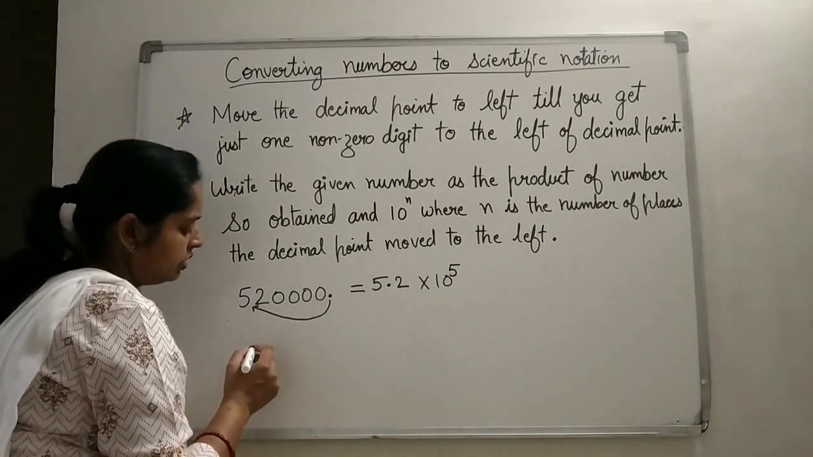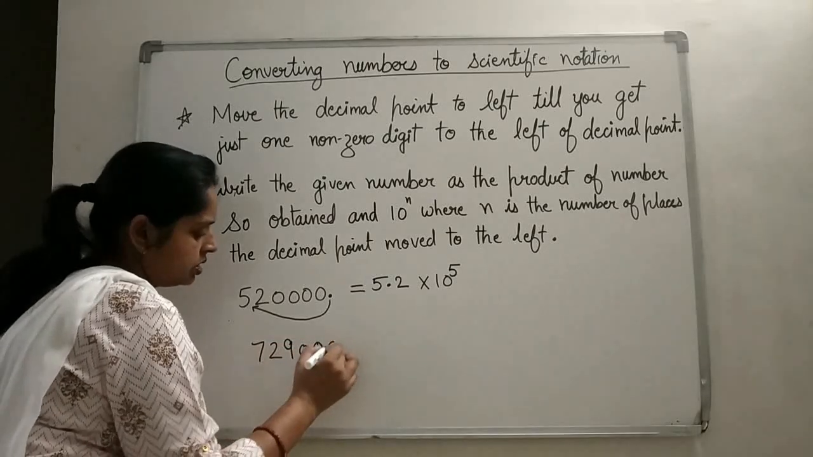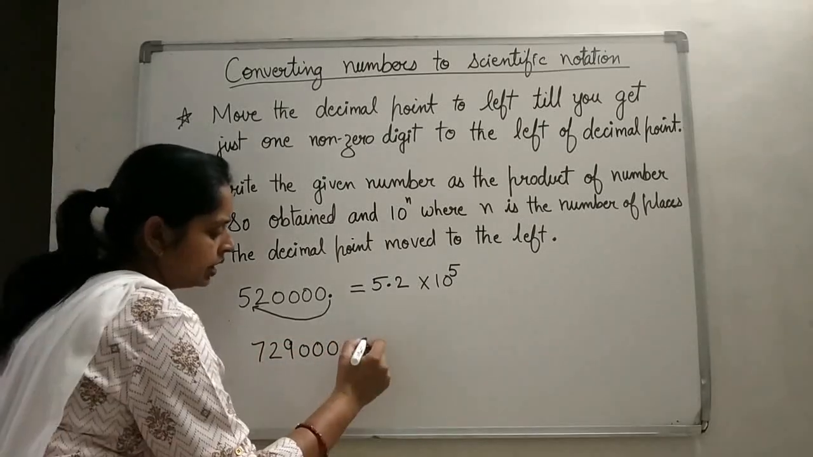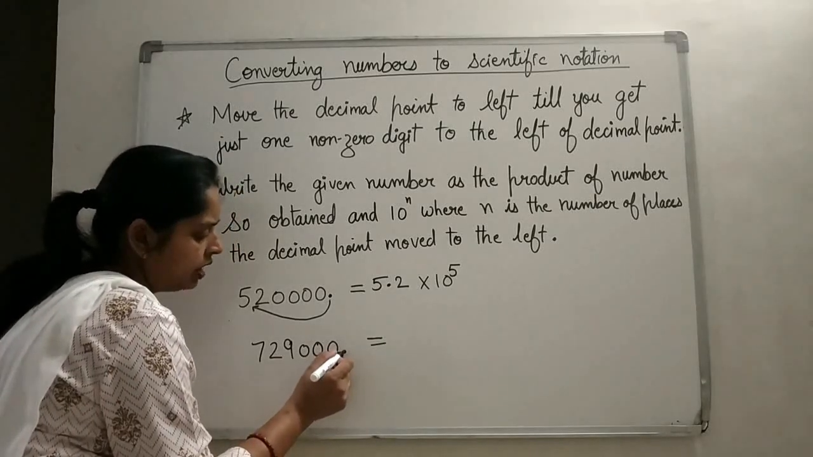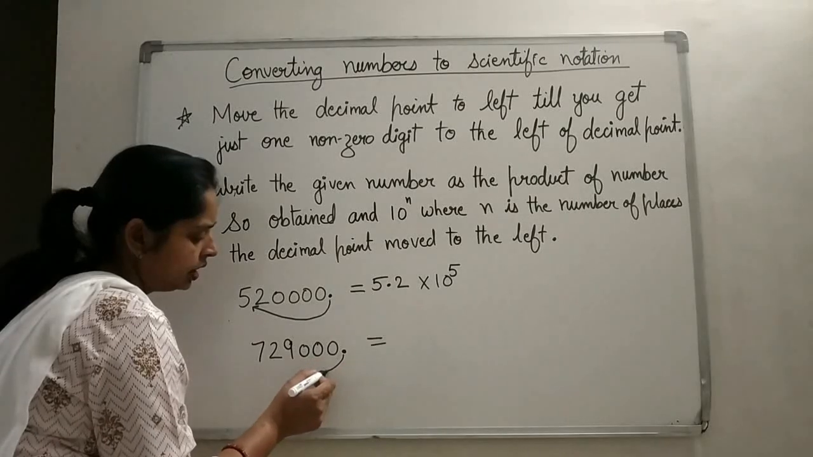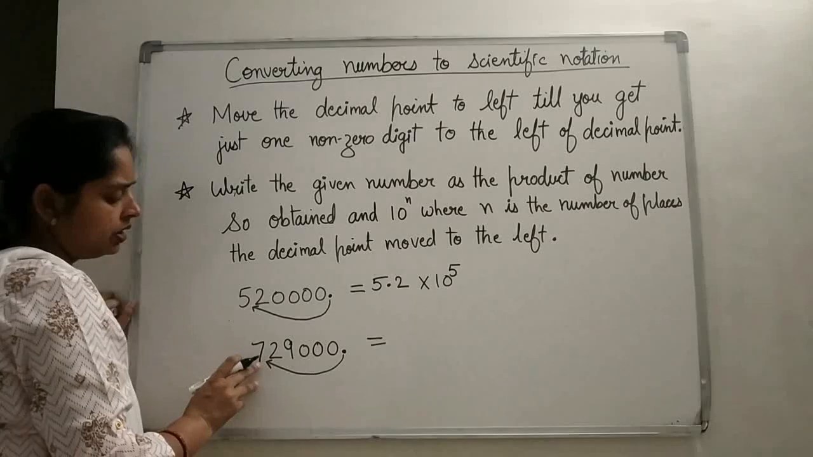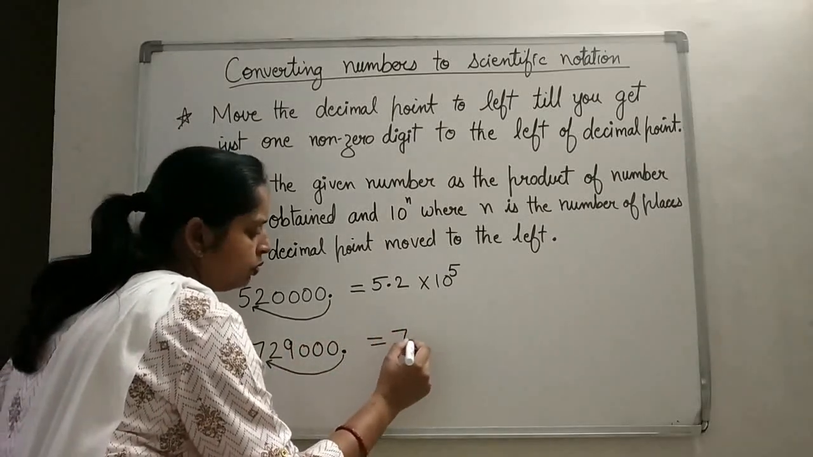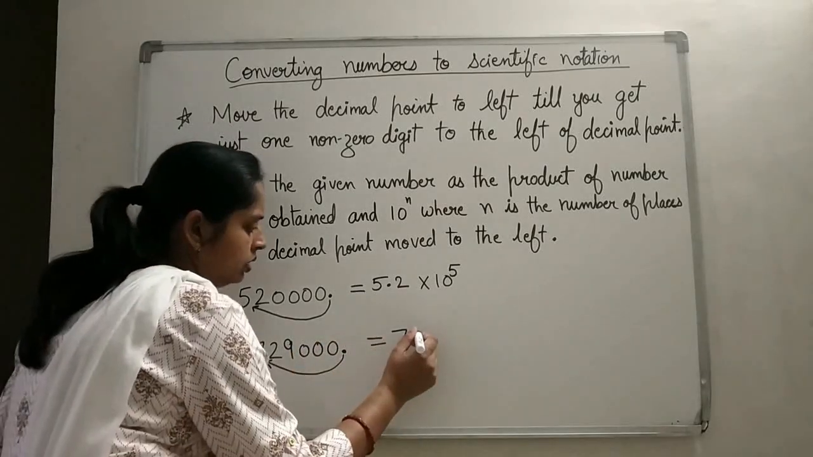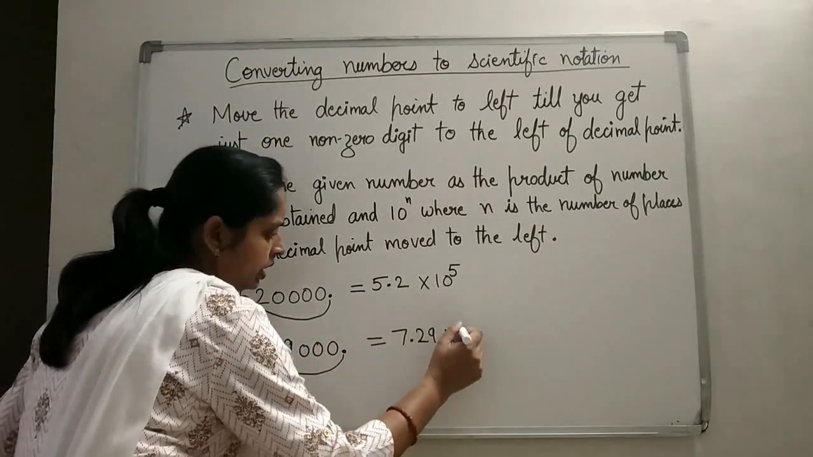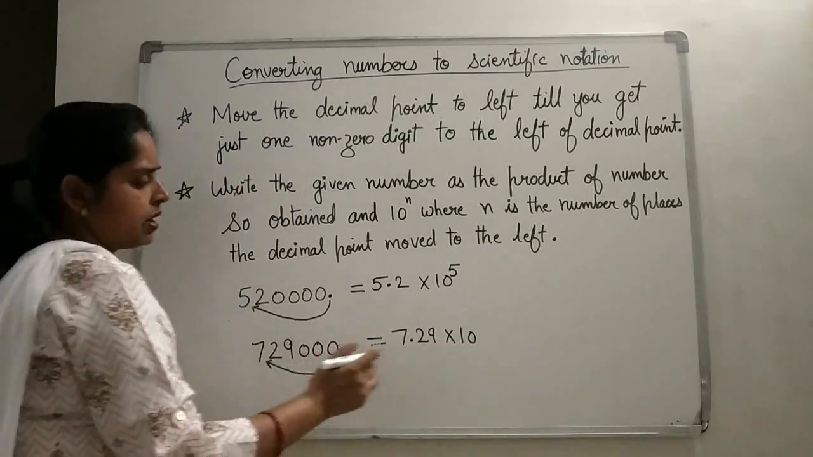Again, you can see one more example. Suppose you have 729000. Then again, where is the decimal? It is at the end. Now we have to move this decimal until we get a non-zero digit just before the decimal, which means before the decimal only one digit should be there. And what will be that digit? 7. So 7.29 multiplied by 10 to the power, see how many movements you have done? 1, 2, 3, 4, 5. Here also the power is 5.